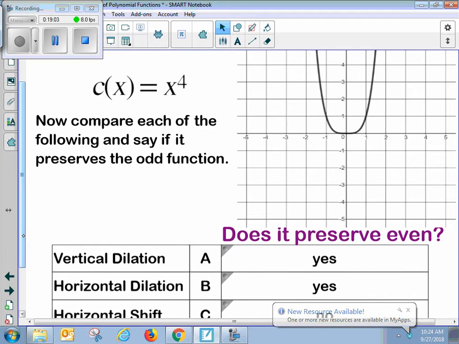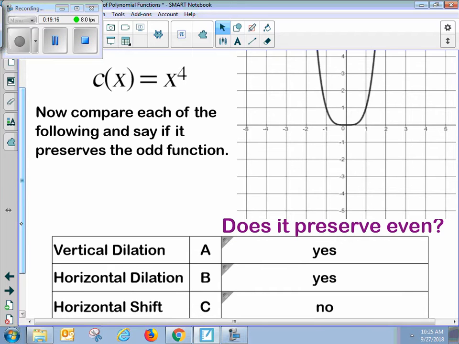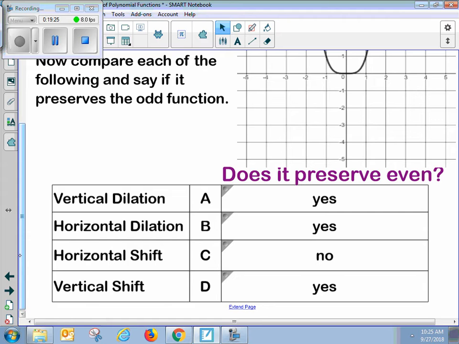Okay, could I take that graph and move it to the right and it still be symmetric about the y-axis? No. So I can't move it. I can't translate it right or left. So horizontal shift is no. Could I move that parabola up or down the y-axis, though? Yes. So that would be okay. That's what differs it from the cube. Okay? Because the y-axis gives you more wiggle room right there. I can just move it. It's not just one point.